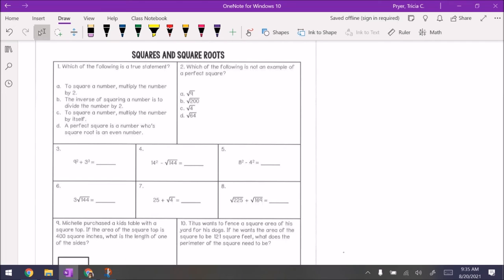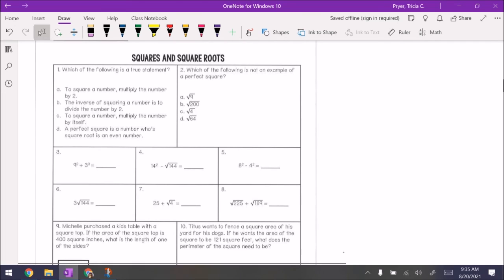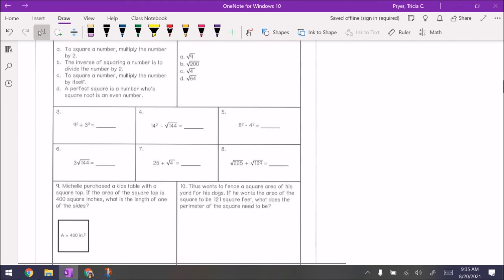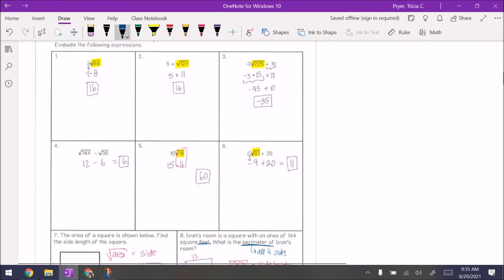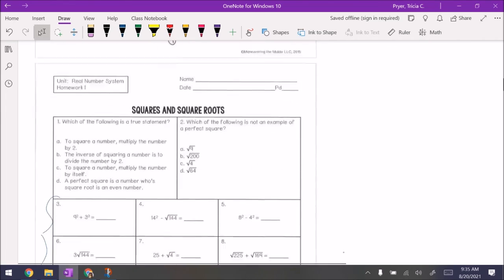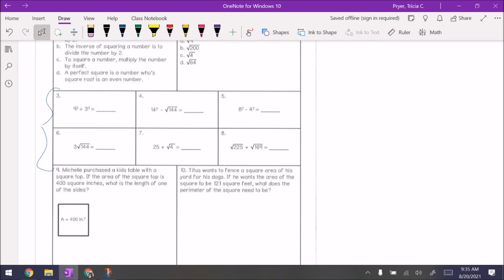Now, when you do your homework, you want to make sure that you're showing all of your work. So numbers 3 through 8, there's going to be work to show just like we did on numbers 1 through 6. It's not a lot of work to show, but at least show what you're doing. There's one symbol on here that you haven't learned yet on number 3.